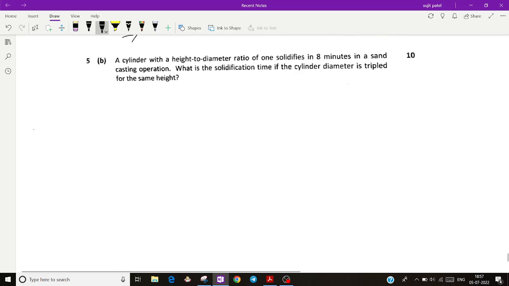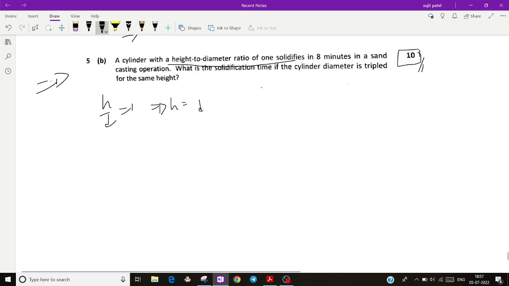Now the fourth and last question, that is question 5b. This is Chvorinov's rule of solidification, and this is our 10 marks question, question number 5b. This is also one of the good questions that has been consistently asked in the GATE examination as well as some PSU examinations as well as the BARC examination also. So what is this? A cylinder with height to diameter ratio of 1, that means H by D ratio is 1, or we can say that H is equal to D, that solidifies in 8 minutes.